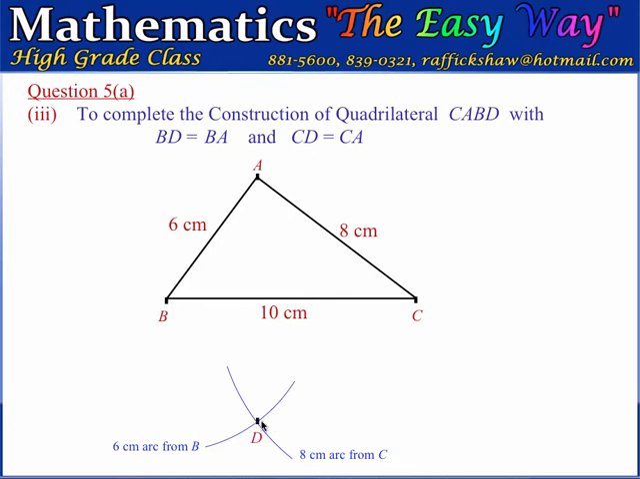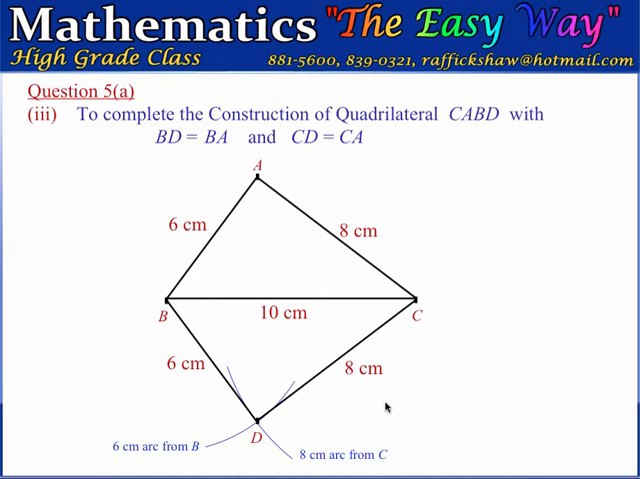And that is it. This point D now is 6 centimeters from B as given by this arc, and also 8 centimeters from C as given by this arc. And we can now complete this quadrilateral by joining the points B and D, and that is 6 centimeters, and also joining the points C and D, and that line segment is 8 centimeters, and that's it. We have completed our quadrilateral.